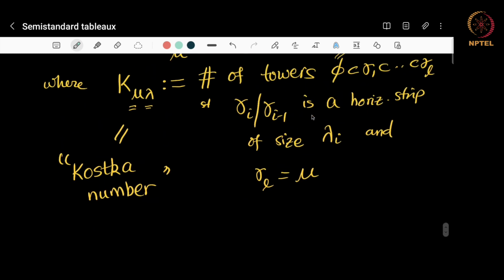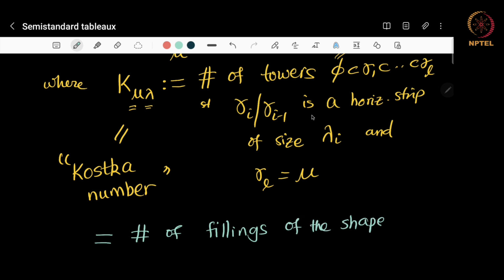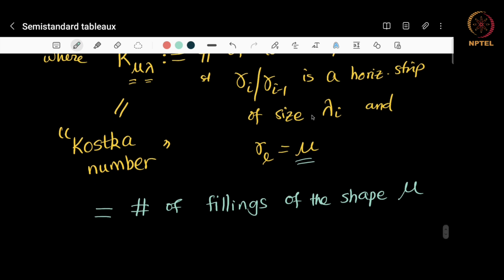So this discussion says the following, that this number, the number of towers, is equivalently the number of fillings by numbers. What is the final shape that I have? Recall that at the very end, the final outline is the shape mu that I am interested in. So I have to take the shape mu and fill the boxes of that shape with some numbers 1, 2, 3 and so on. The number of fillings of the shape mu with numbers 1, 2, 3 till L.